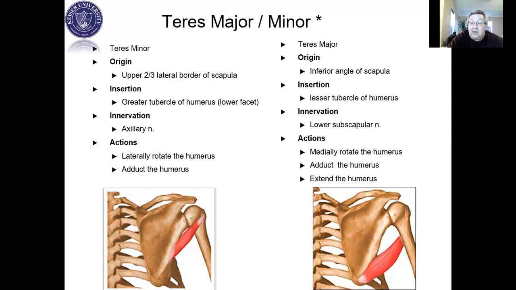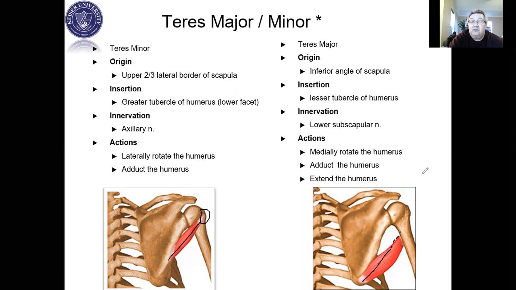This muscle, like subscapularis, inserts into the lesser tubercle of the humerus. Please notice something, and that's why I put these pictures like this. Here's teres minor inserted on the greater tubercle. It goes from back to back. Teres major, though, goes to the front of the humerus. It inserts on the lesser tubercle. So it has a very different movement than teres minor.